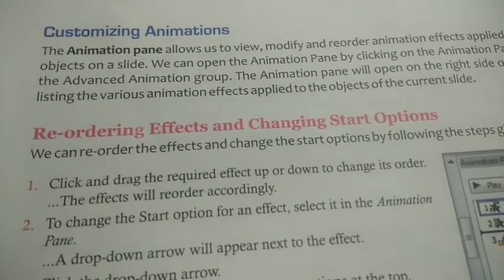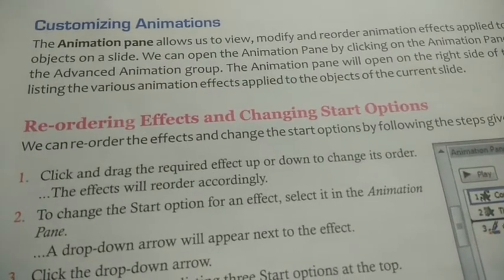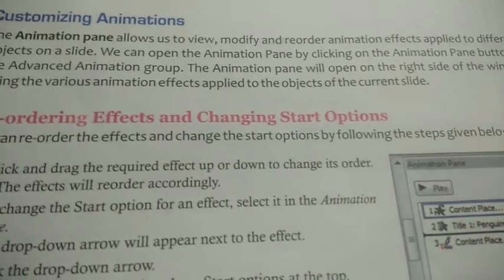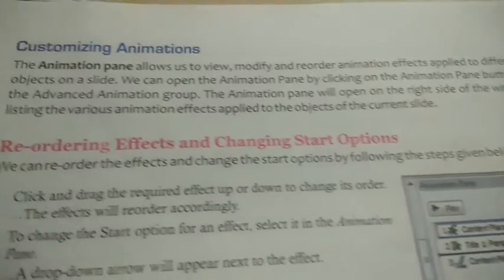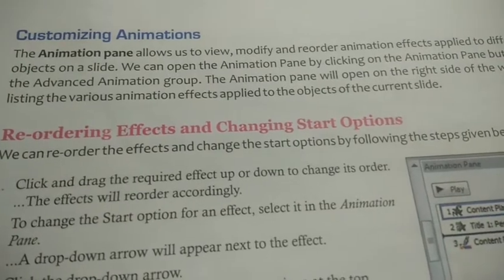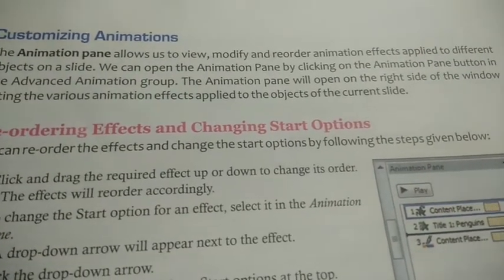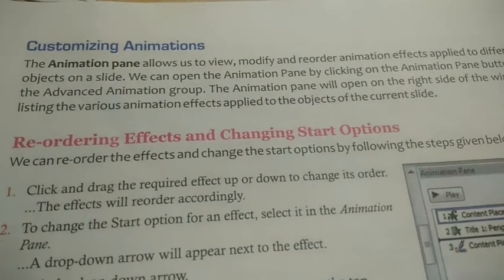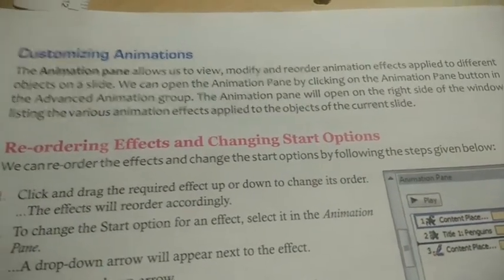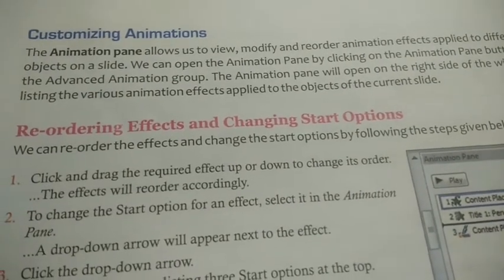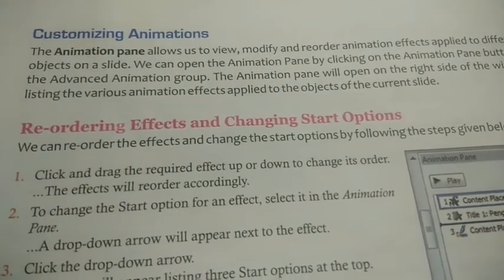Then customizing animation. The animation pane allows us to view, modify and reorder animation effects applied to different objects on a slide. We can first of all open the animation pane by clicking on the animation pane button in the advanced animation group. The animation pane will open on the right side of the window, listing the various animation effects applied to the objects of the current slide.